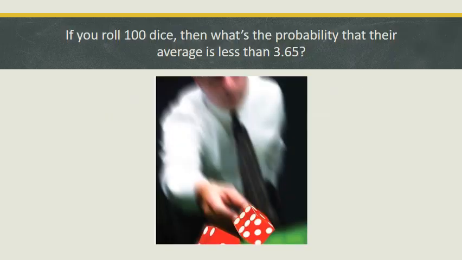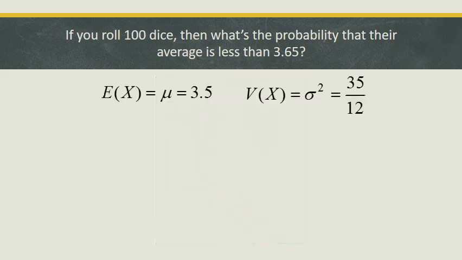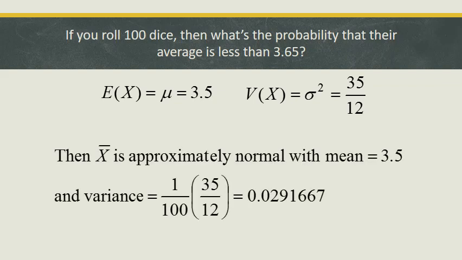Okay, in this last example, we still are going to roll 100 dice, but this time I want the probability that the average is less than 3.65. So here again is the mean and variance of one die roll. Then the distribution of the average of 100 die rolls has this mean and variance. Remember that the theorem stated that the mean of the average is the same as the mean of one die roll, and that the variance of the average is equal to the variance of one die roll divided by n, so divided by 100.